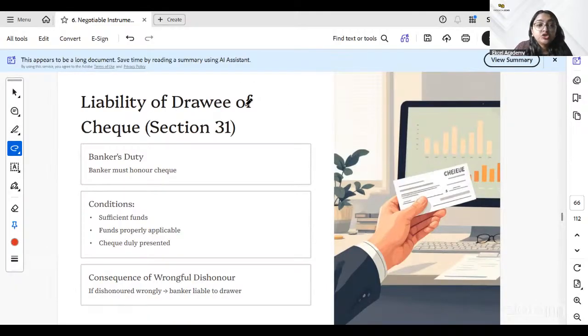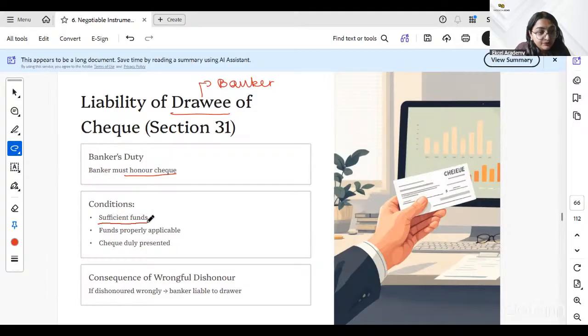Liability of the drawee of a check. So it is the banker's duty that the banker must honor the check. Who is the drawee here? The drawee is the banker. So what is the banker's duty? What are the conditions? When do you think a bank must honor the check?